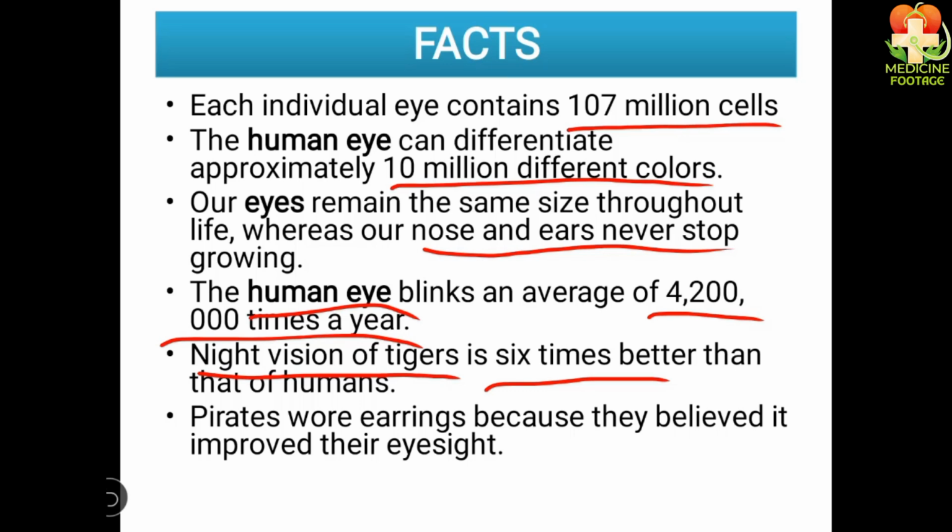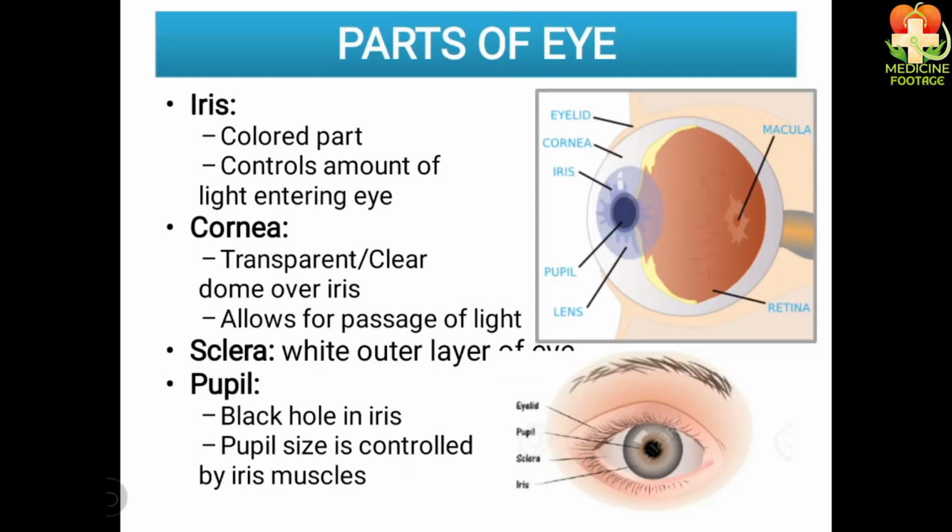Students, do you know why pirates, that is, sea looters, wear earrings on their eyes? The reason is that they believe wearing them increases the eyesight of a human, and especially they can see better at night. Now, let's come to the parts of the eye.